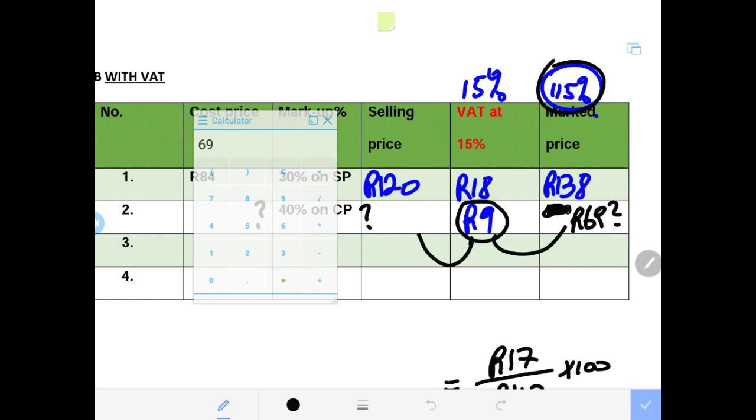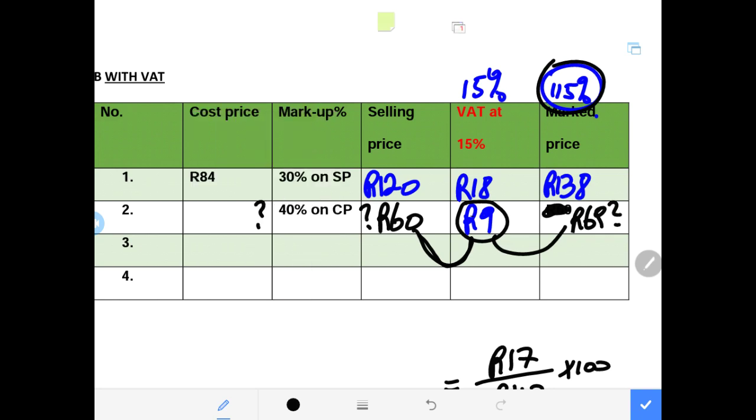Then when we are calculating the selling price, we will say we have 9 Rand times 100. Whenever you come from the VAT amount or marked price, calculating selling price is always 100 when we move backwards. So it's 9 Rand times 100 divided by 15, and I think I did this. It gave us the same 60 Rand. Or else, now that we have 69, we could have said 69 times 100 divided by 115. That will give us the same 60 Rand.